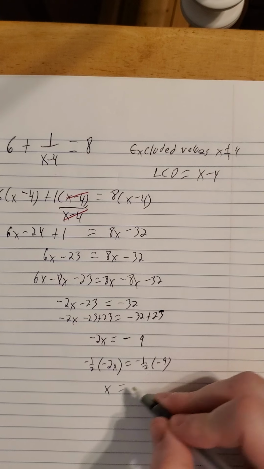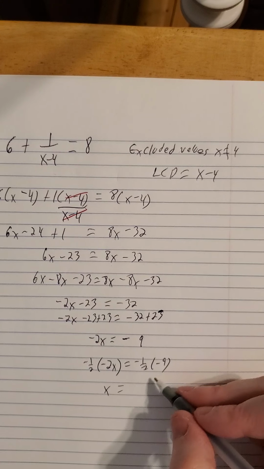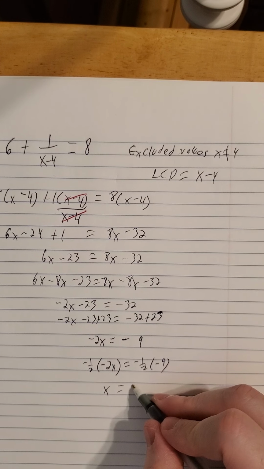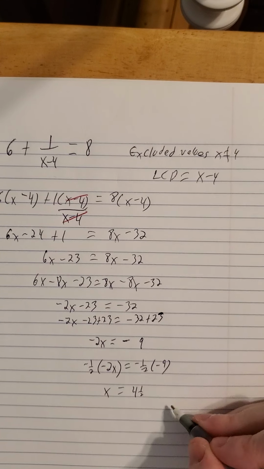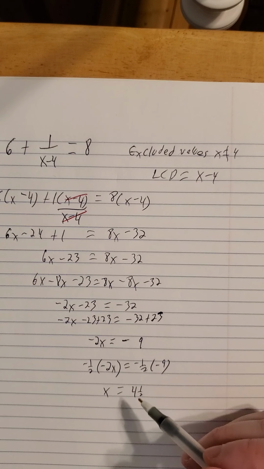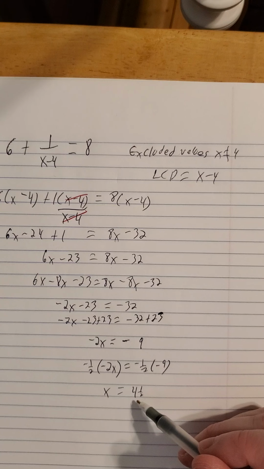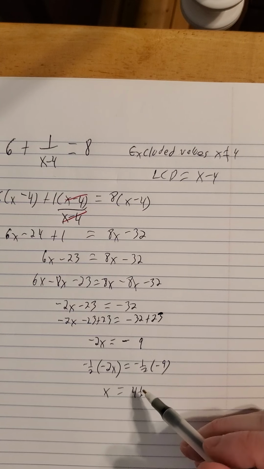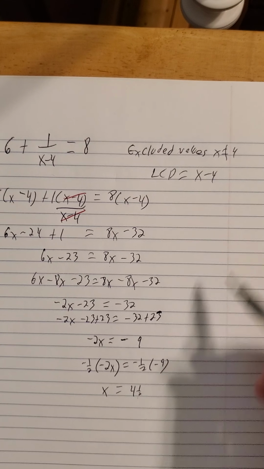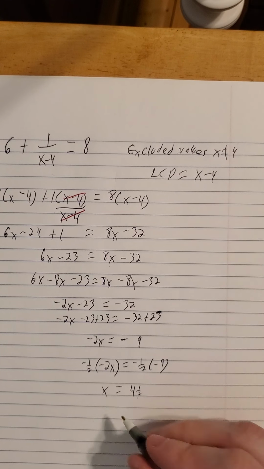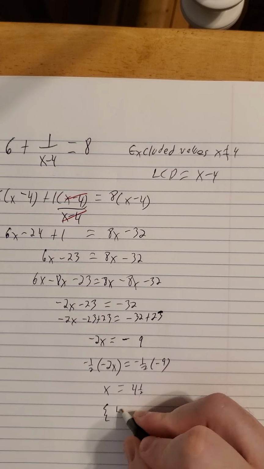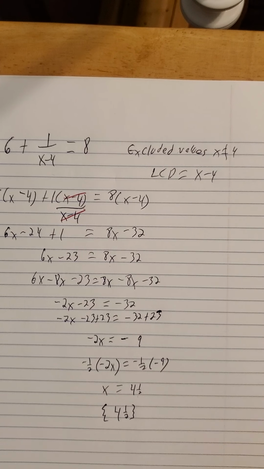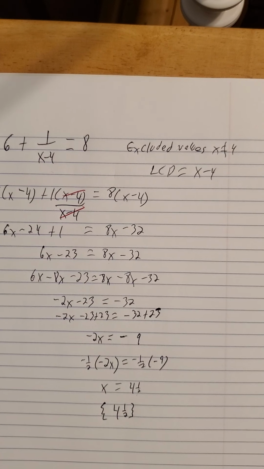1 times x is x. Negative times a negative is a positive. 9/2. 2 would go into 9 4 times with 1 left over. And again, we would not have been able to keep this back in our integer days, but in the real numbers we do get to keep it. It's not in our list of excluded values, so that will go in our solution set. We do get to keep the 4.5.